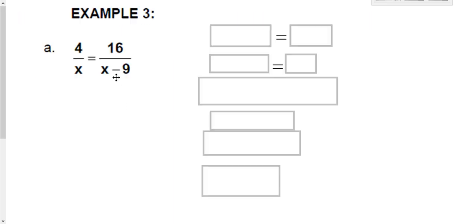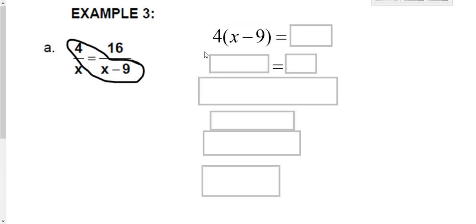Now here we get into something different, when we have more than one thing on top or bottom. What do we do? We're still starting with that first step, the cross product. To multiply this 4 times this whole thing, we put this whole expression in parentheses. It looks something like this: 4 times all of this stuff, x minus 9, is going to equal our other cross product, which is 16 times x. So this, we use what's called the distributive property.